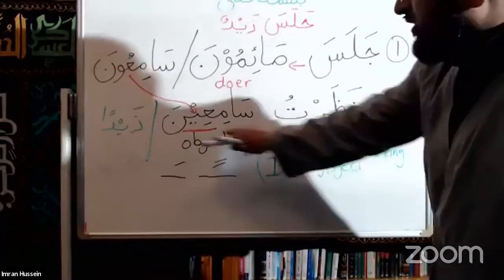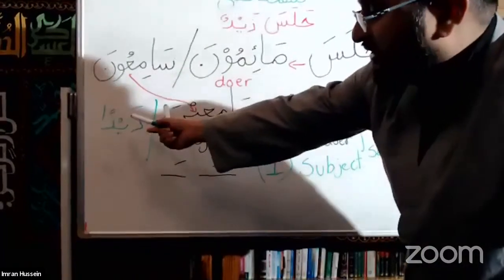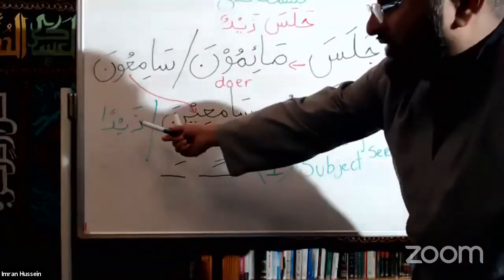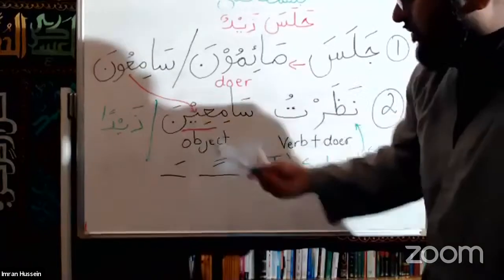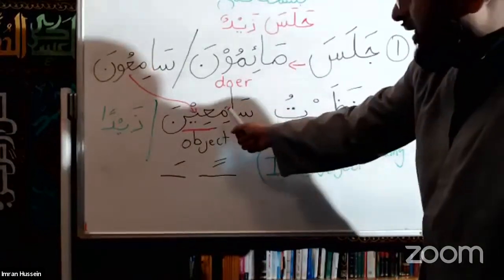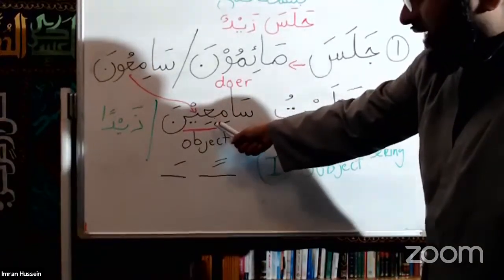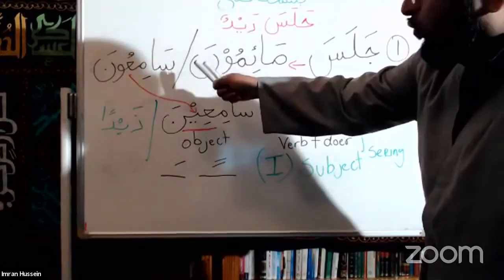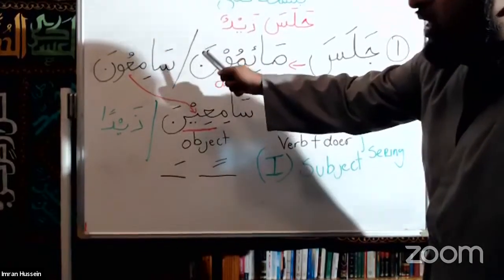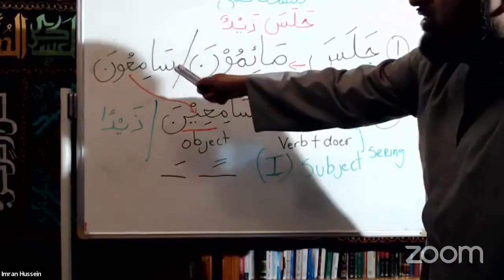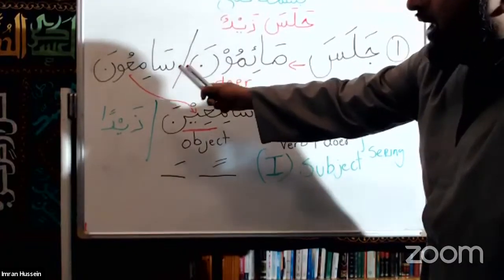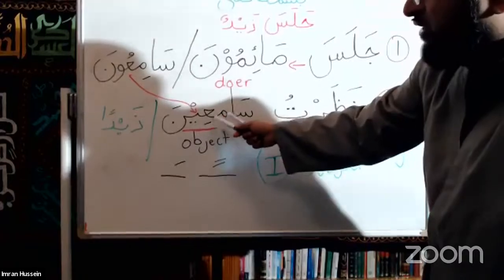Then we need the object. So if we said Nazartu Zaydan, the Zaydan is getting the fatha tanween at the end as the object. I saw Zayd. But when we say Nazartu Sami'ina, this is the object. And for the word Sami'una to become the object, you change the waw into a ya, and the letter before it, the ayn, you give it a kasra.